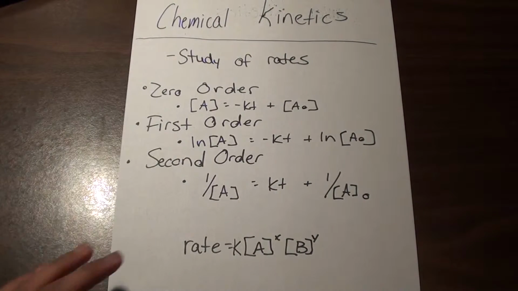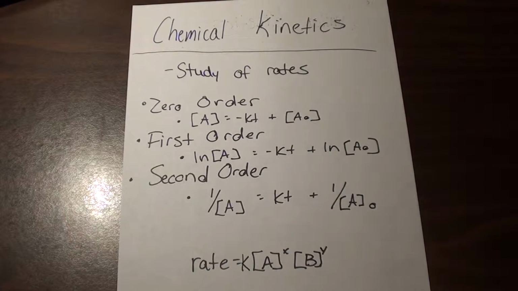So first, zero order. What zero order means is that if you change the concentration of a certain reactant, it's not going to affect the rate. The reaction will proceed at the exact same rate with the exact same changes in concentrations of reactants and products.